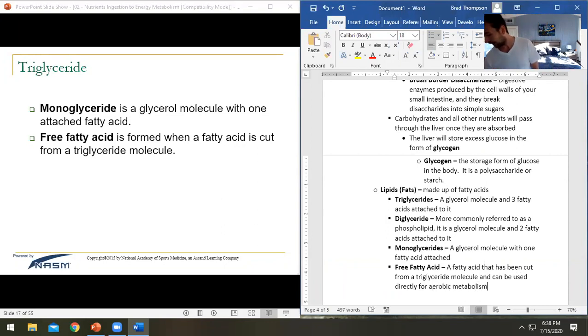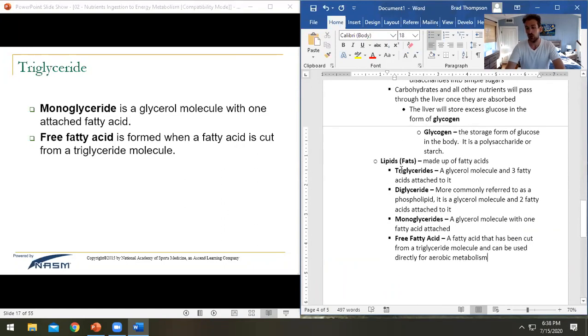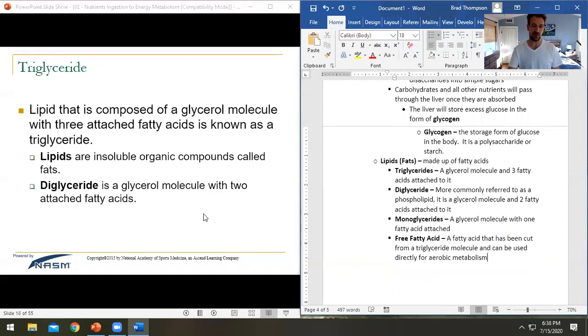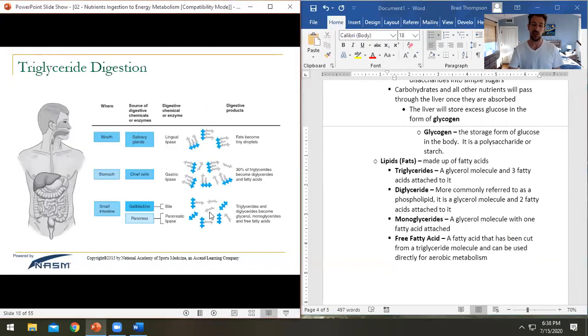So what's cool about free fatty acids is that they can actually go through normal metabolism. So you have a triglyceride, and it's got three little bits that it can break off to go through metabolism like we're talking about. And that's why your body actually stores triglycerides, right? So triglycerides are going to be stored in your fat cells. They're stored in your adipocytes.